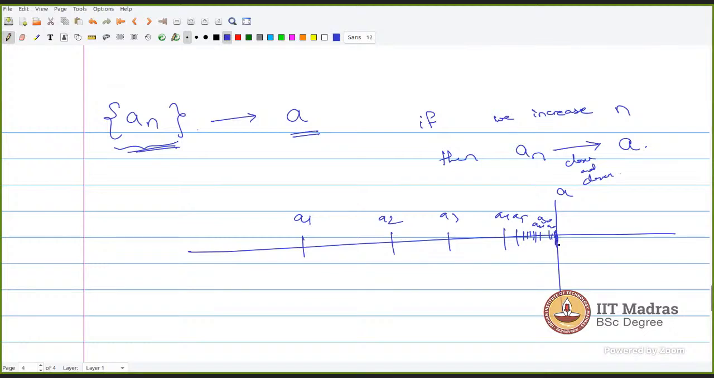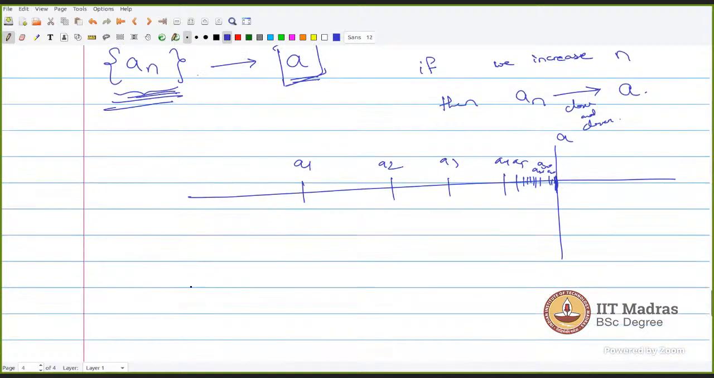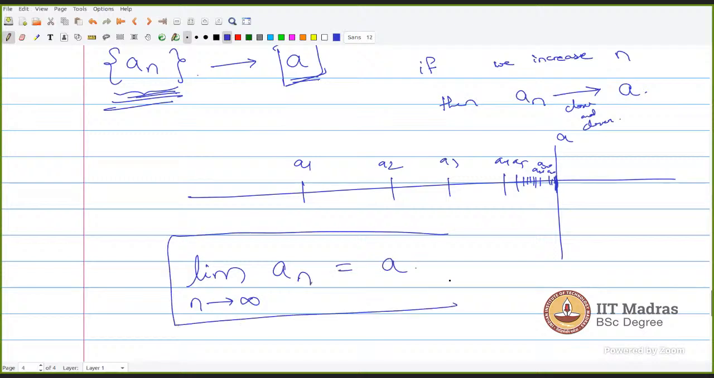if my sequence is getting closer and closer to this value A, a single value A, so unique, and this particular A should be unique, then I will conclude that this particular sequence has a limit, and the value of that limit is equal to A, and I will simply write limit n tends to infinity a_n is equal to A.